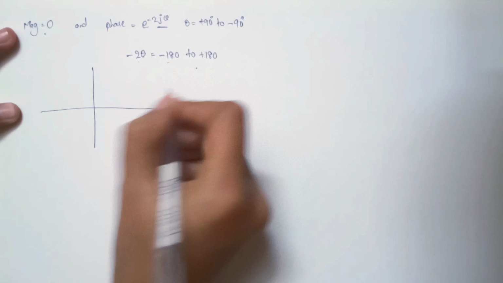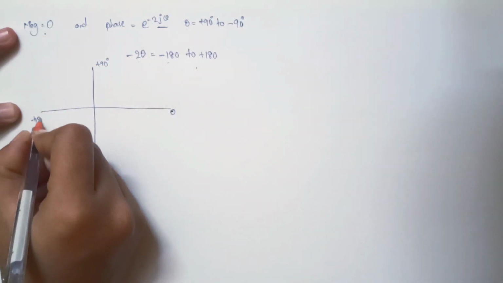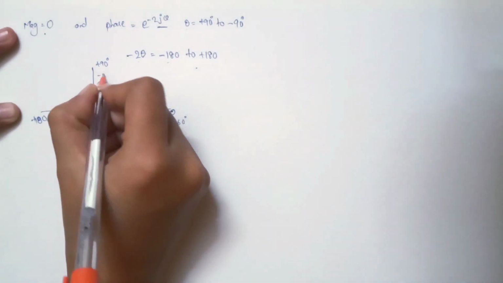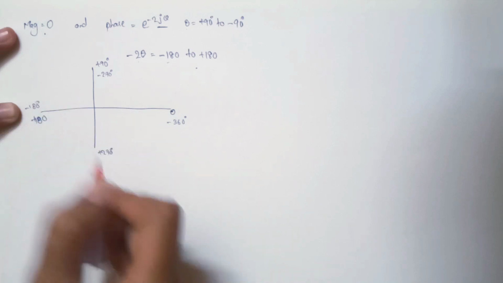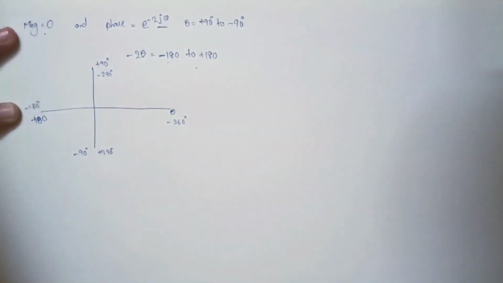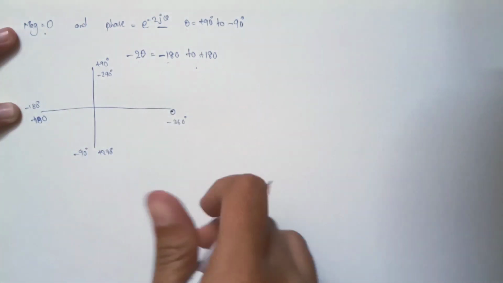That is from minus, right? This is first 0, then plus 90, then 180, then this is 270, again this is minus 360, minus 270, minus 180, and again minus 90. So this is from negative to positive, right? So when it goes from negative to positive, it will be in anti-clockwise direction.